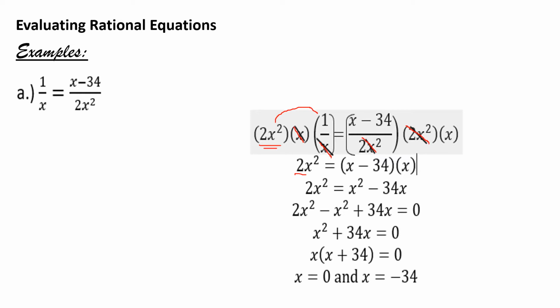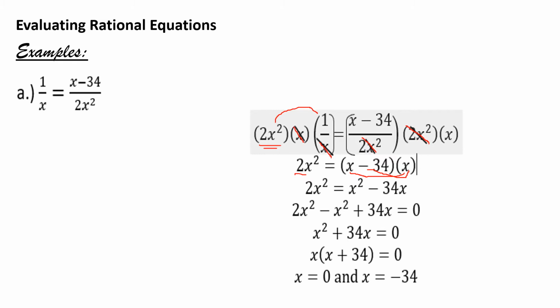Okay, next step is you need to do the distributive property. So we have here x times x, that is x squared, negative 34 times x, that is negative 34x. Then you combine like terms. So we have 2x squared minus x. So 2 minus 1 is positive 1. Then you copy the variable and the exponent squared. So we have x squared plus 34x equals 0.